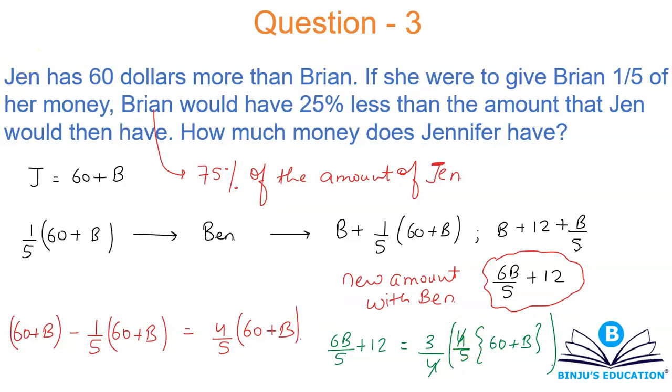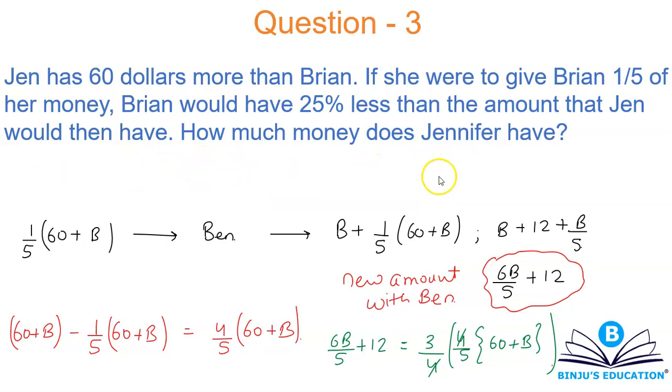Now I'm removing this so that I have space for my calculations. So I'm left with 6b by 5 plus 12, and I have calculated 3/4, so it's 3/5 of 60. So 3/5 of 60 is 36 plus 3/5 of b. So you can subtract 3 by 5b on both the sides. So you'll be left with 3b by 5 on left hand side. You can also subtract 12 on both the sides, so this will be equal to 24.